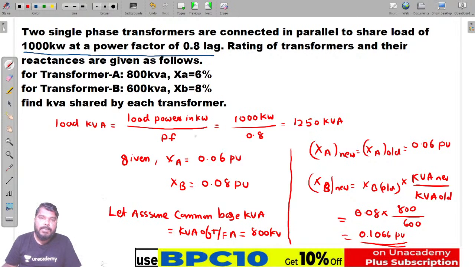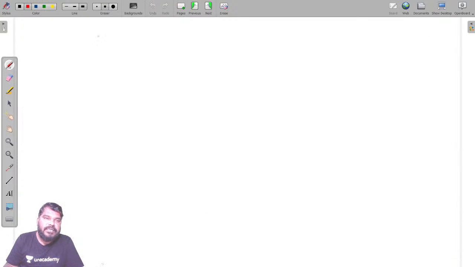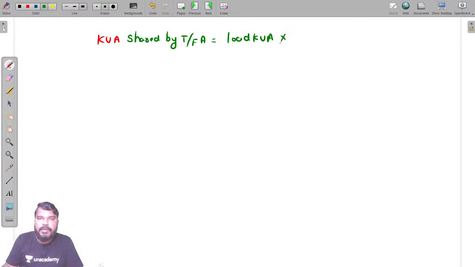Yes. Okay, next find out after getting these values. So now here, the kVA shared by transformer A. So that is the load kVA multiplied by XB divided by XA plus XB values. Okay. So now load kVA is equal to 1250 kVA.